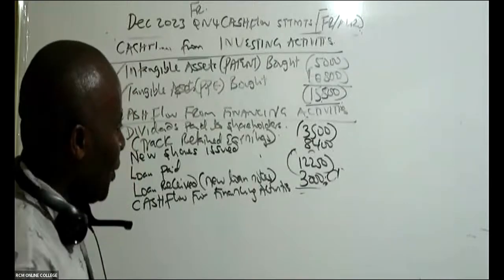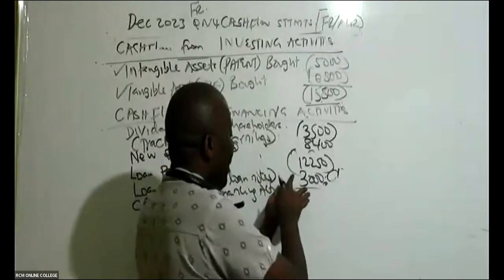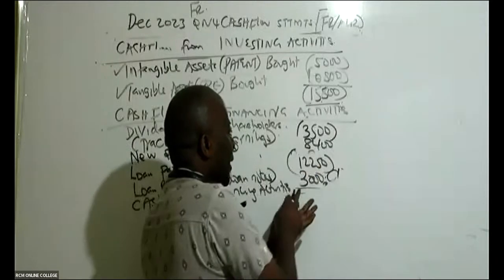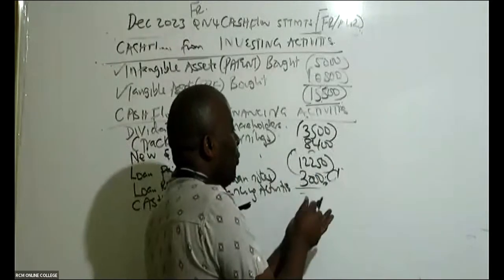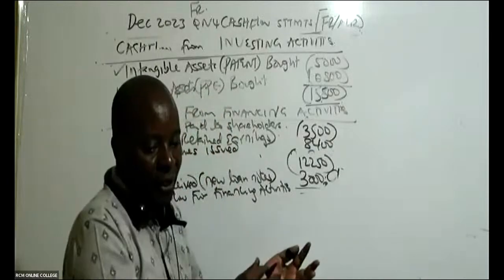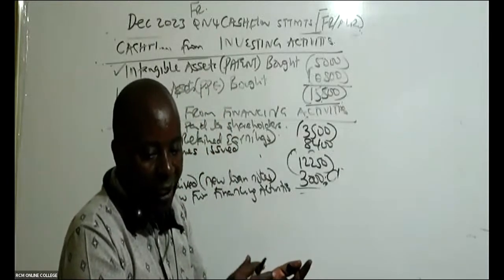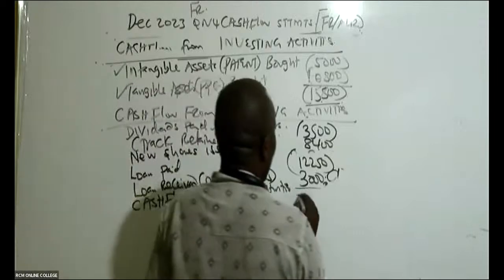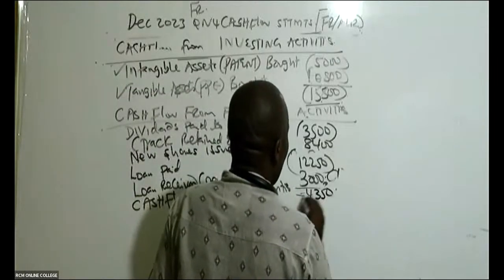I don't know why they're getting different answers. Remember, in your calculator, you say minus 3,500 plus 8,400 minus 12,250 plus 3,000 plus 3,000 plus 3,000 plus 3,000. So now they're getting minus 4,350. Yes, minus 4,350. So, and that is it.